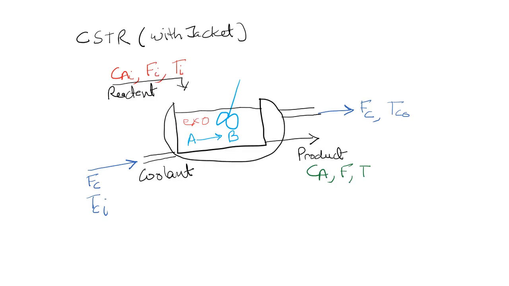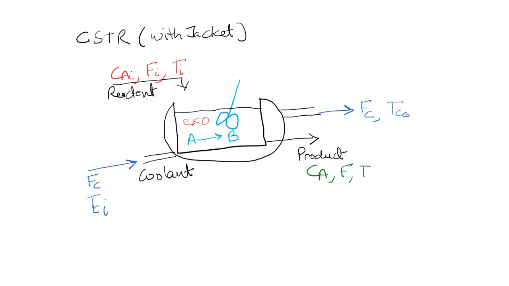Take a look at this example. It's a CSTR with a jacket. In this CSTR, an exothermic reaction, A goes to B, takes place. It's a well stirred CSTR, that is, there is a uniform temperature distribution throughout the liquid in the CSTR. It's an exothermic reaction, so heat is evolved, and that heat is absorbed by the coolant which flows in the jacket.